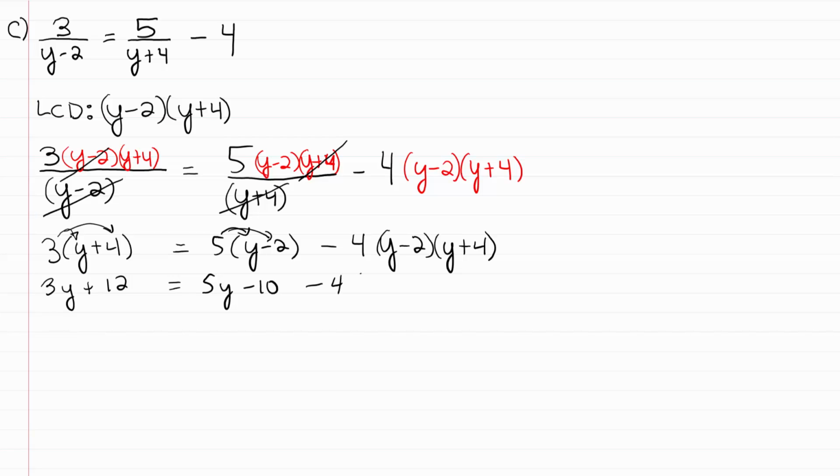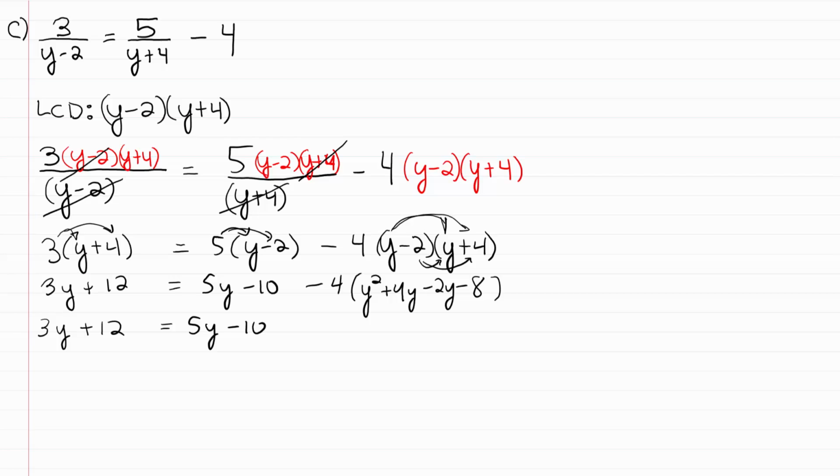And then let's keep the minus 4 outside and first FOIL these two binomials. So we'll have y times y, which gives us y squared, and then y times positive 4, which gives you plus 4y. Then we'll have minus 2y, and then finally minus 8. Then we'll have 3y plus 12 is equal to 5y minus 10, and then distributing in the negative 4, so we'll have minus 4y squared minus 16y, positive 8y, and lastly, negative 4 times negative 8 gives you a positive 32.